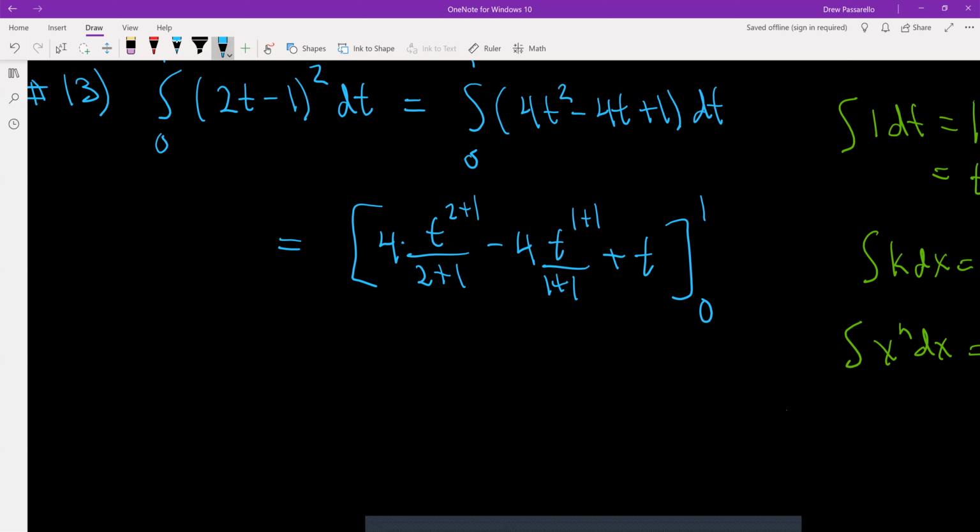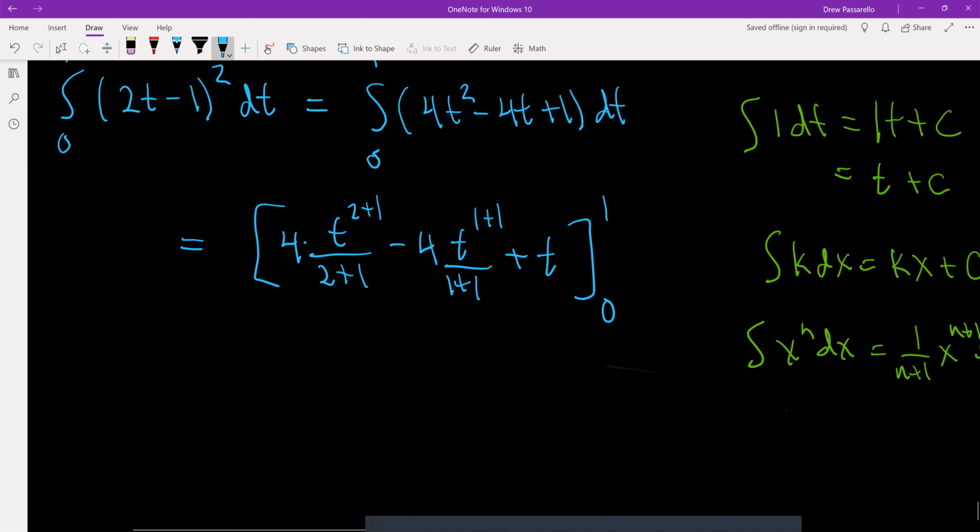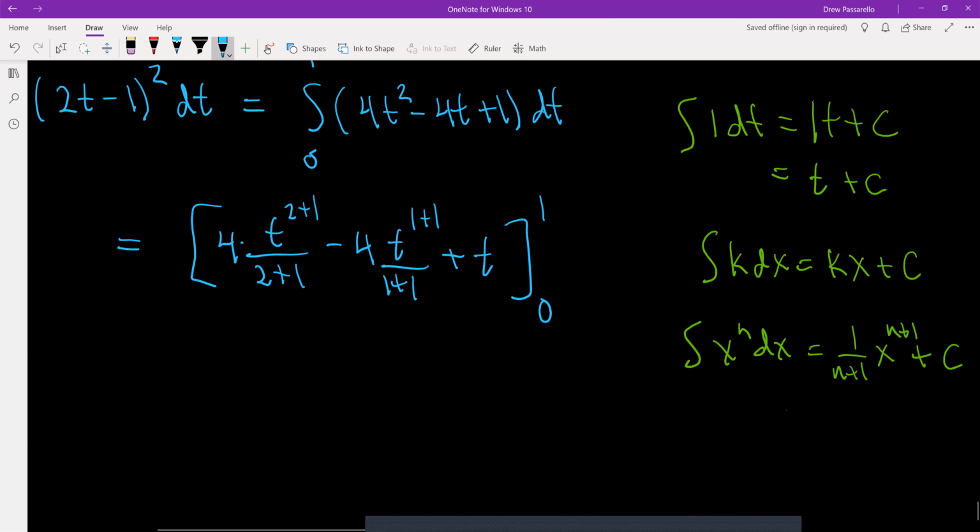And I know for each piece, you can factor out, like for the 4t squared, you factor out 4 and then integrate t squared. Then that becomes t to the 2 plus 1 divided by 2 plus 1. Minus 4t, you factor out the minus 4 and integrate t. So that becomes t to the 1 plus 1 divided by 1 plus 1. And then integrating 1 turns into 1t, which is this t, because of this rule.